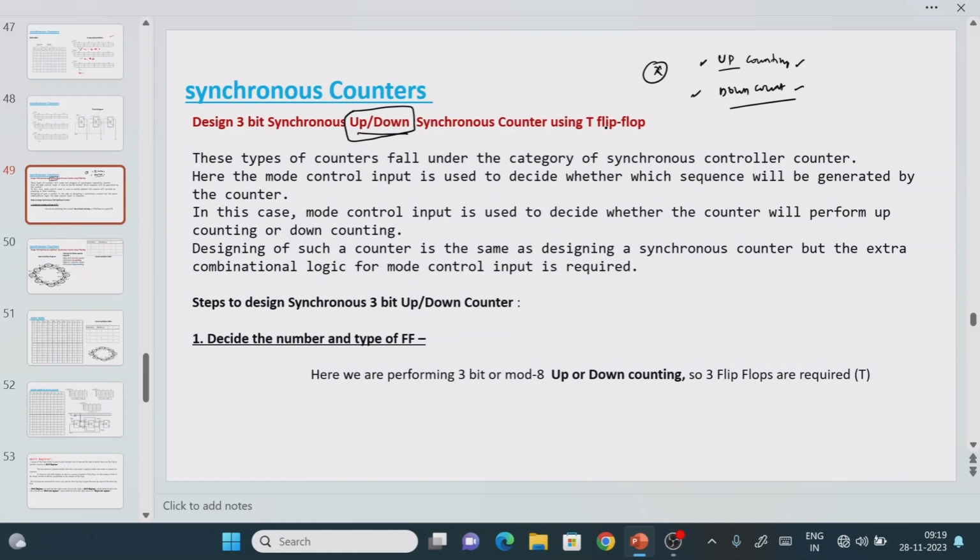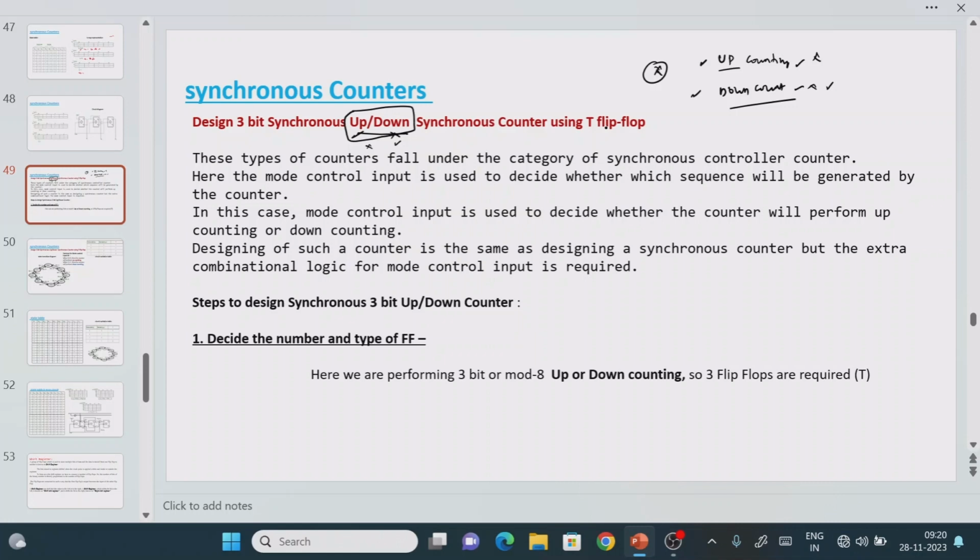The main important point to remember here is that while you are performing the up counting operation, you cannot perform the down counting operation, and while performing the down counting operation, you cannot perform the up counting operation. The circuit supports both operations, but only one can be performed at a time. It means you should have control: when up is running, down should be off, and when down is running, up should be off.